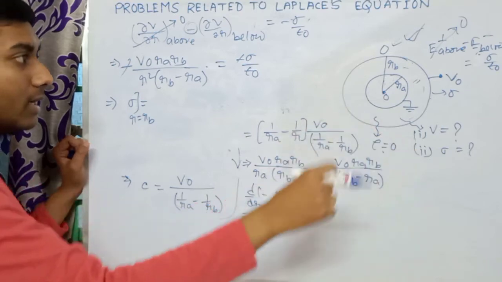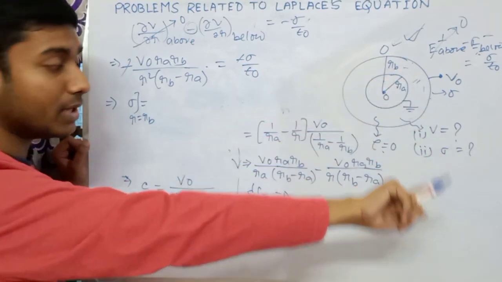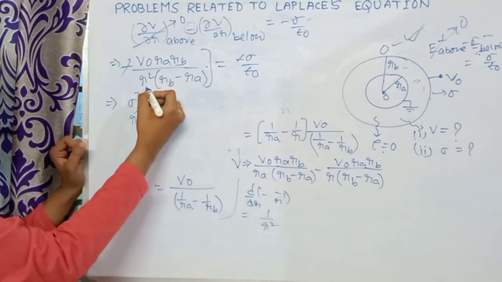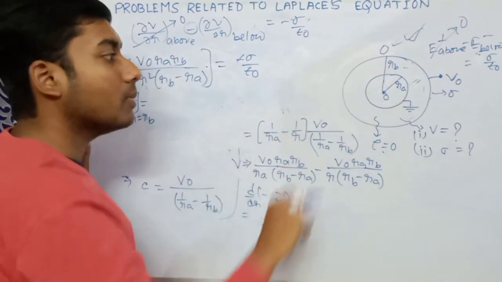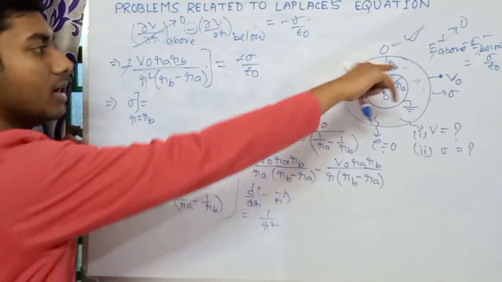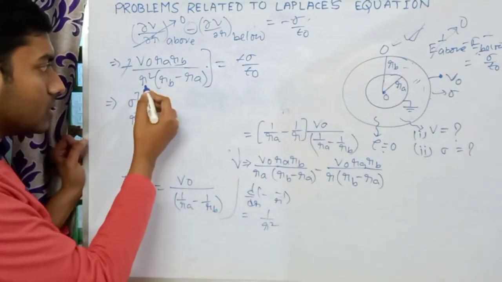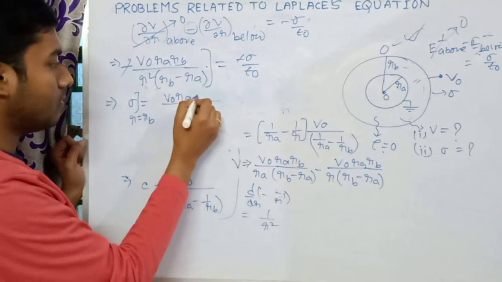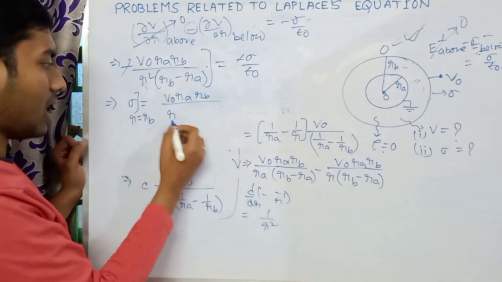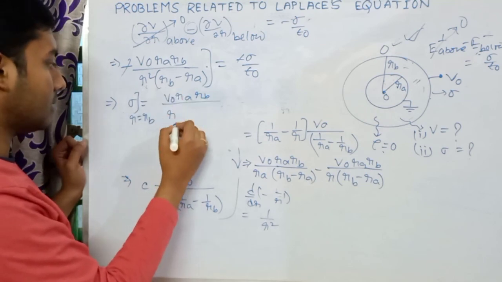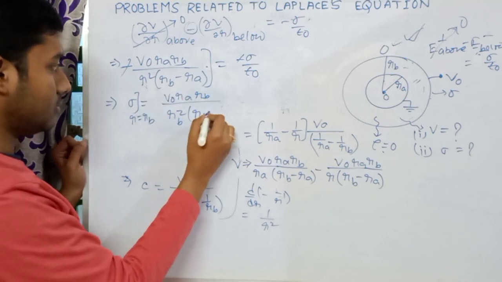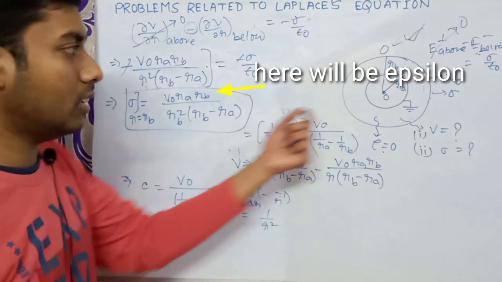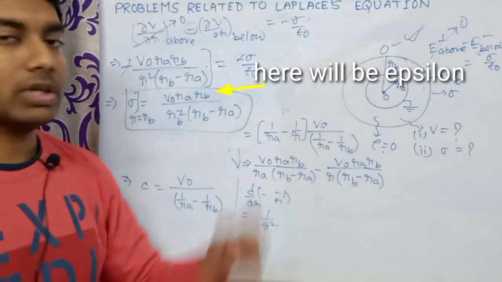Now at r equals rb, you have to put the value of rb here, because you are finding the sigma at the distance rb. So just put down this relation, and put the value of rb in the place of r. So this is the expression of the surface charge density of the outer shell.